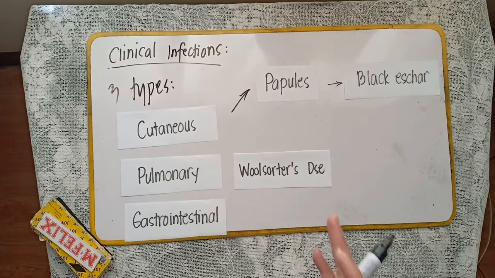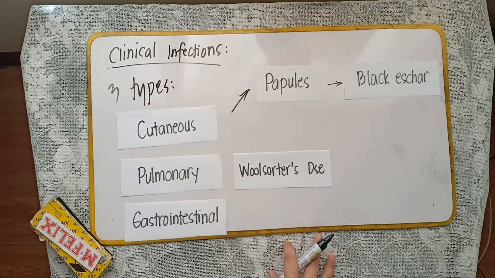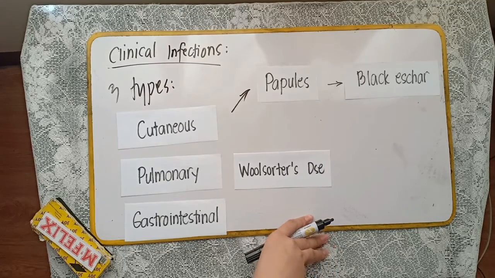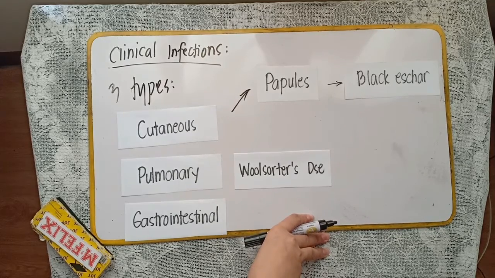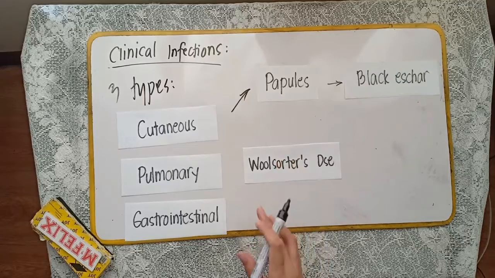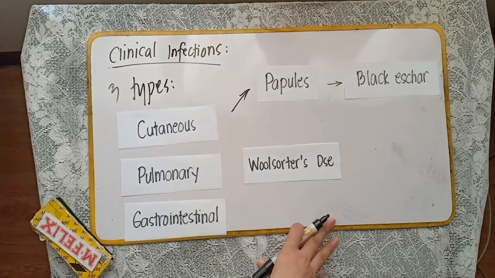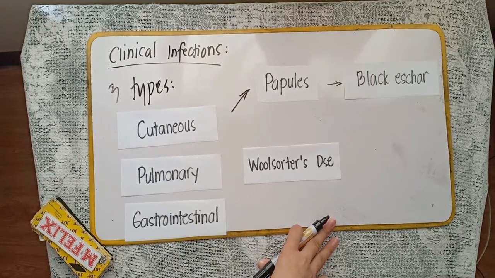And then lastly, we have GIT anthrax. Obviously, it can be acquired when the spores are inoculated into a lesion on the intestinal area following ingestion of contaminated food. The signs and symptoms of gastrointestinal anthrax include abdominal pain, nausea, anorexia, vomiting, and bloody diarrhea.